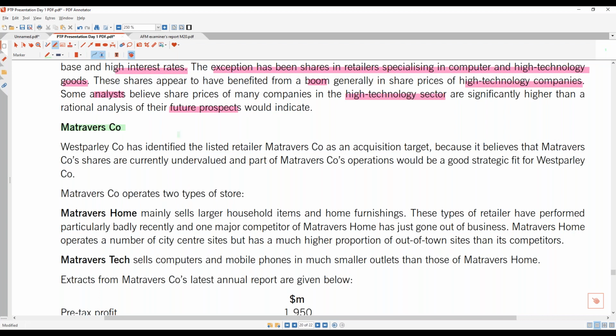Matt Travers company. West Parley company has identified listed retailer Matt Travers company as an acquisition target? Okay. So initially you have identified that that's something about the acquisition because it believes that Matt Travers company shares are currently undervalued and part of the Matt Travers company operation would be good strategic fit for West Parley company. So what are their justification for the acquisition? The company is undervalued and the justification about good strategic fit.